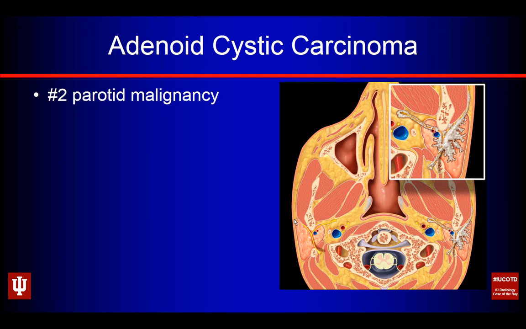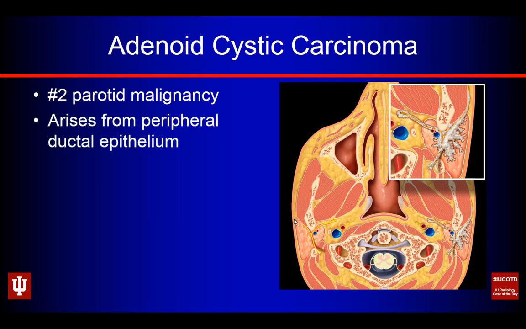Next is our adenoid cystic carcinoma. This is going to be the second most common parotid malignancy. These arise from the peripheral ductal epithelium, and these also have a spectrum appearance. Early on, lower grade, may be quite circumscribed. That will become more infiltrative and indistinct as the tumor gets bigger and as the grade gets higher and higher.